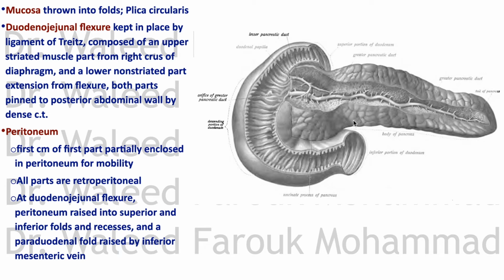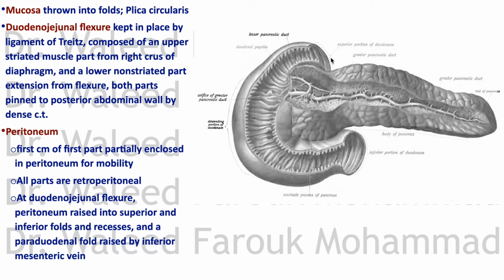Now, the duodenojejunal flexure is raised up, right, back to the level of L2. Something should be keeping it in place. It's a ligament called the ligament of Treitz. This ligament is formed by two parts. The lower part is an extension from the wall of the duodenojejunal flexure itself, which is a smooth muscle part, and is stapled to the posterior abdominal wall by a piece of connective tissue, and coming from above, as an extension from the right crus. Remember this when we discussed the diaphragm.